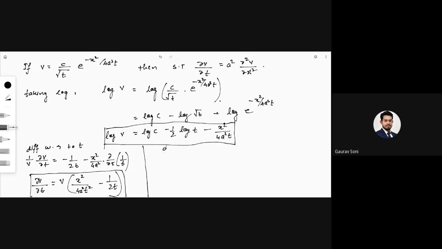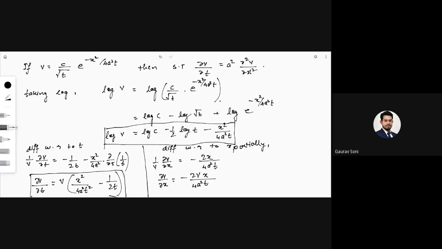On the other side, differentiating with respect to x partially. So 1 upon v, partial derivative of v with respect to x is equal to, first two terms are 0. In the third one, what we will have is minus 2x upon 4 a square t. Please check the calculations. So partial derivative of v with respect to x is minus 2v into x upon 4 a square t.